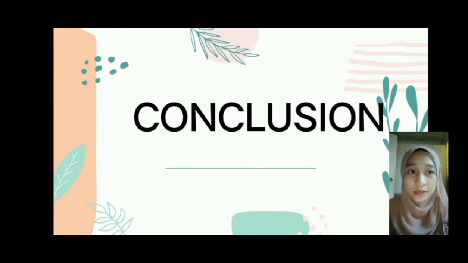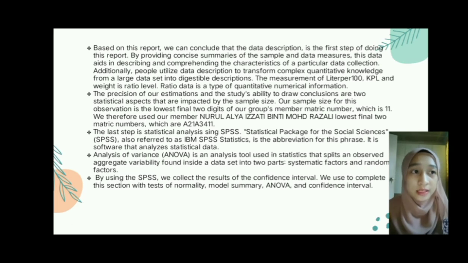Conclusion. Based on this report, we can conclude that data description is the first step of doing this report. By providing concise summaries of the sample and the data measures, this helps in describing and comprehending the characteristics of a particular data collection. Additionally, people use data description to transform complex quantitative knowledge from a large data set into an understandable description. The measure of liter per 100, KPL and weight is ratio level. Ratio data is a type of quantitative numerical information.